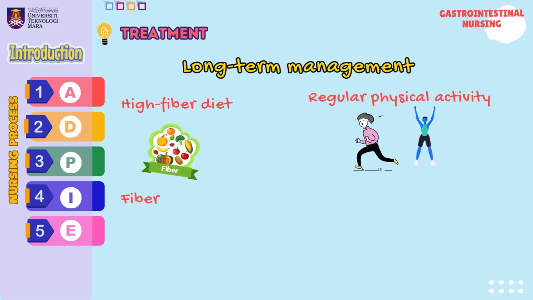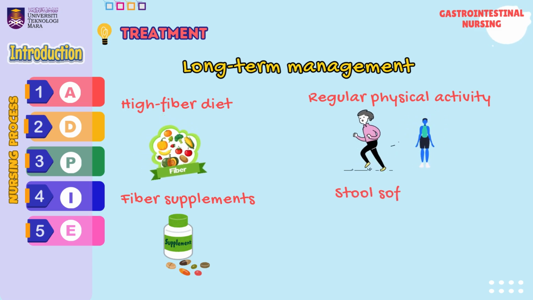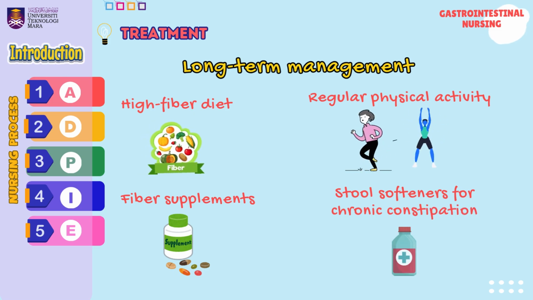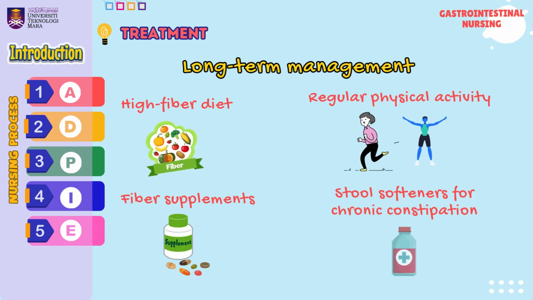For individuals with chronic constipation, fiber supplements or stool softeners may be recommended to ease straining during defecation and prevent complications. Consistent follow-up and adherence to these lifestyle changes play a key role in reducing the risk of future episodes.